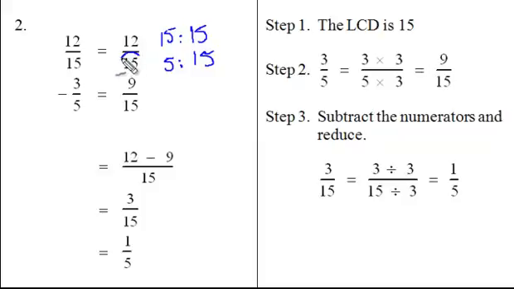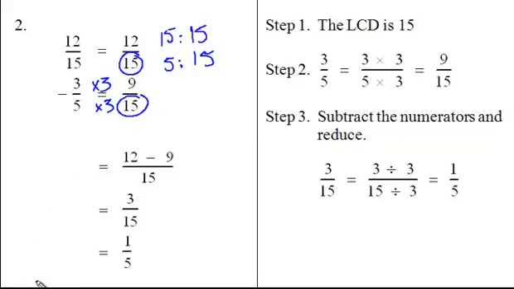So now I'm going to rewrite both of these fractions with a new denominator of 15. What did I have to do from 15 to get to 15? Not a thing. So I don't have to do anything to the top. I can just carry that 12 over. On the bottom though, what did I have to do to 5 to get to 15? I had to multiply by 3. So I have to do the same thing to the top. 3 times 3 gives me 9. So here's my two new fractions.